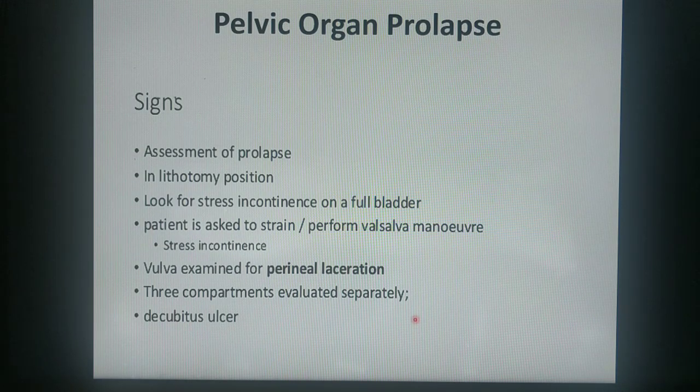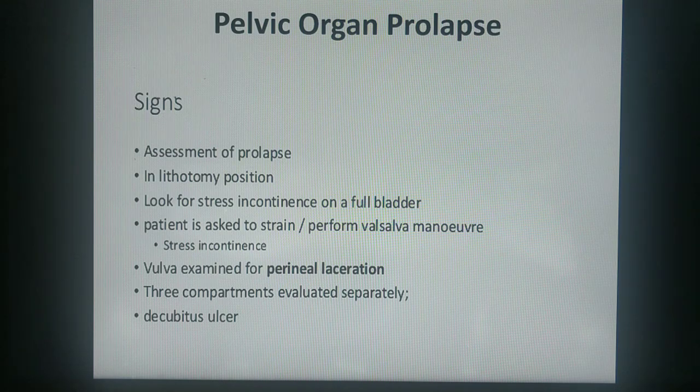What are the signs on examination you may get? Assessment of prolapse is usually done in dorsal lithotomy position or dorsal position. Look for stress incontinence with a full bladder first, before asking the woman to empty her bladder. The patient is asked to strain and perform Valsalva to assess stress incontinence. Then the patient is asked to empty her bladder, and in the relaxed position total vaginal length is measured. Then she is asked to strain, and one by one the anterior vaginal wall descent, the posterior vaginal wall descent and cervical descent are noted.